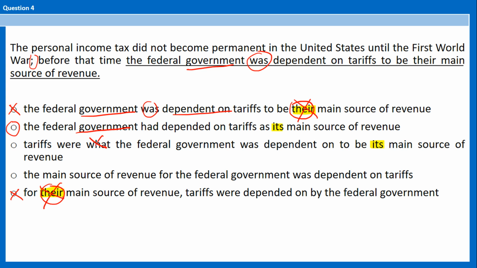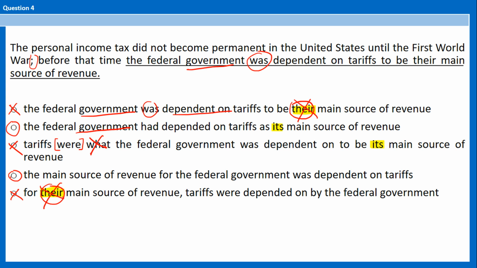Okay, be careful with that structure. After a verb to be, avoid using what. Tariffs were what the federal government was dependent on? No. It's also wordy. That structure is awkward and wordy. And number 4, the main source of revenue for the federal government was dependent on tariffs. Okay, so it's either B or D.